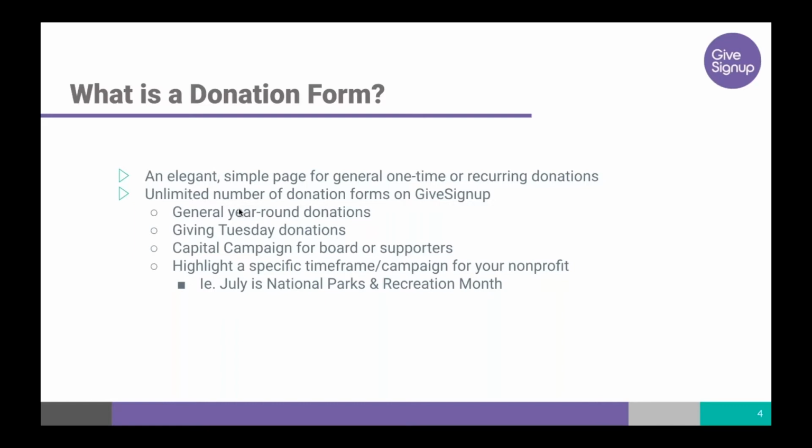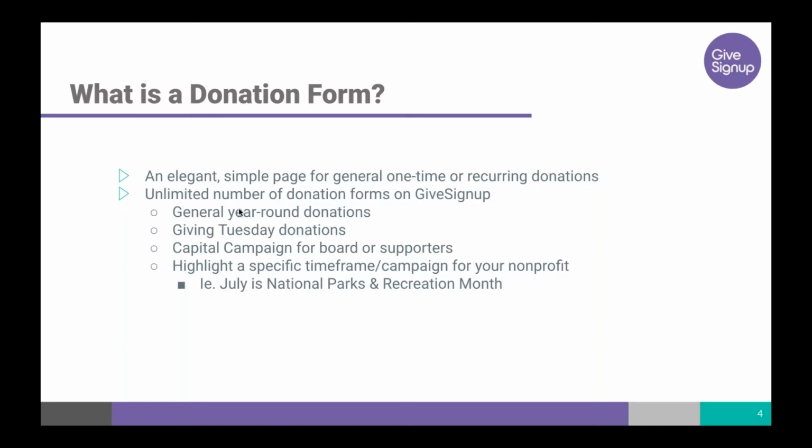So really, a donation form is a simple, elegant page for general or one-time or recurring donations. So this is the form where your donors and supporters are going to go to make an online donation to your nonprofit. And there are various ways in which donation forms can be used on Give Sign Up. You can create a general donation form that just lives in your website throughout the year for when people want to go online and make a donation to your nonprofit. So that's kind of one element of a general donation form.